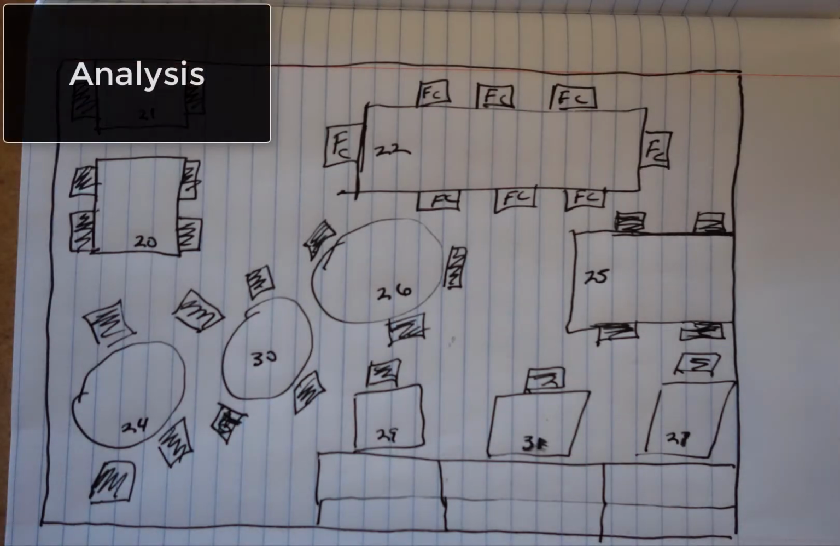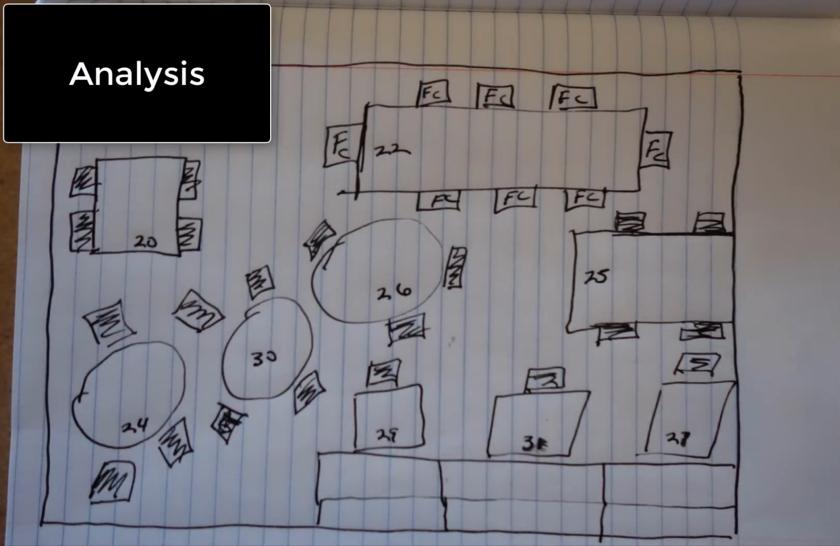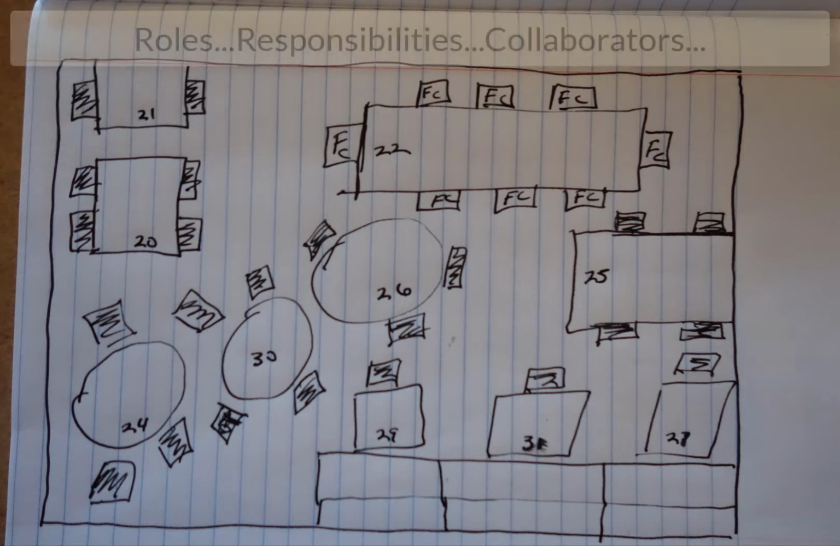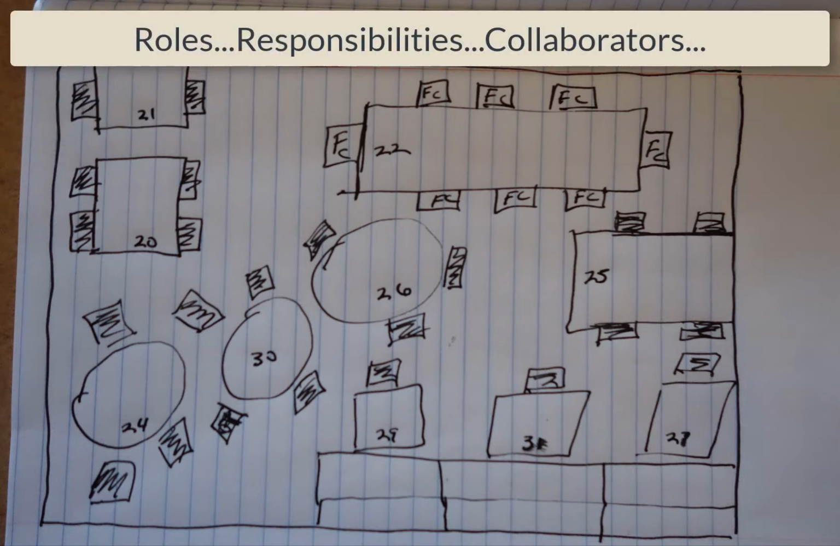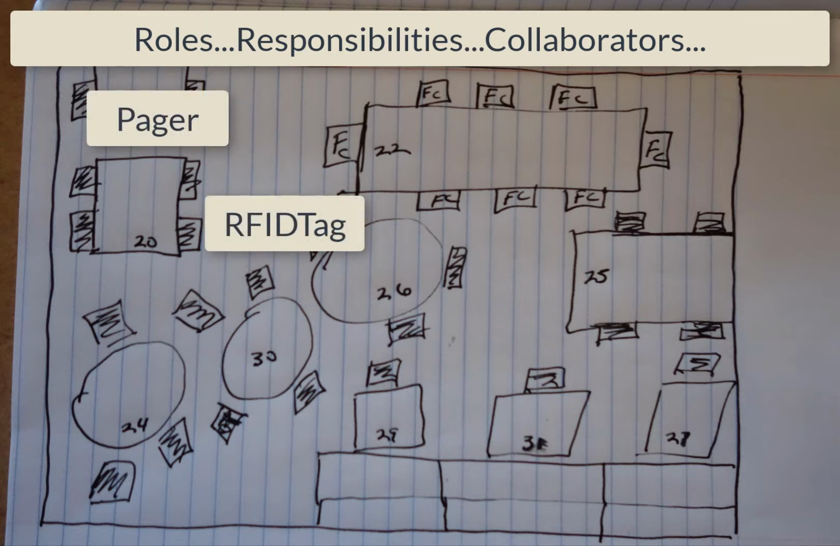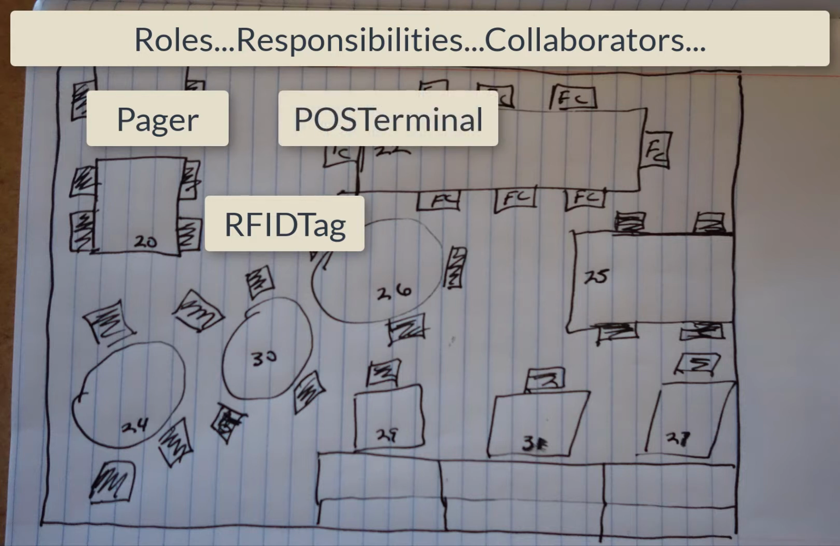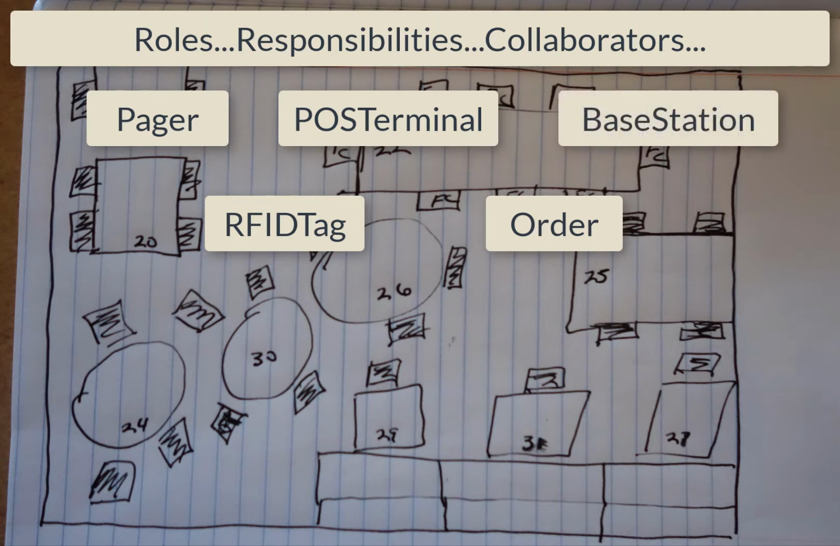Given this basic system, what analysis can we perform? What roles, responsibilities, and collaborators can we identify already? Well, the pager, for example, we know that's going to play a pretty important role. The RFID tag as well. How about the point of sale terminal? And of course, there's the order, and then there's that base station.